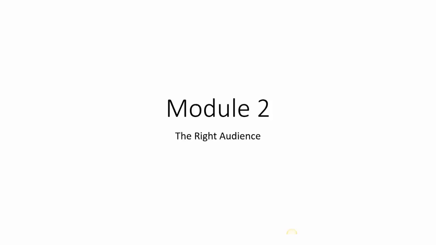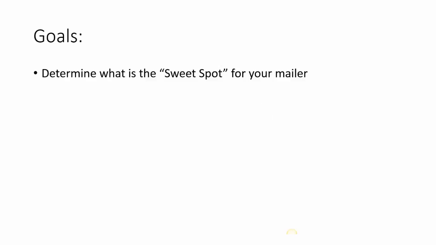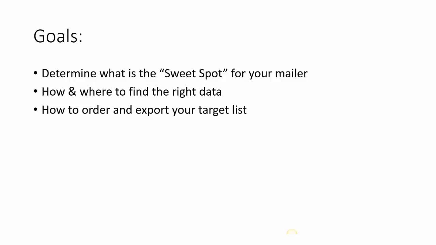So as always, we try to keep this to 5 to 7 minutes so we can get you taking action right away, getting out there, dropping some mail, and closing some deals. Our goals for this module: determine what the sweet spot is for your mailer, how and where to find the right data, and finally how to order and export your target list.